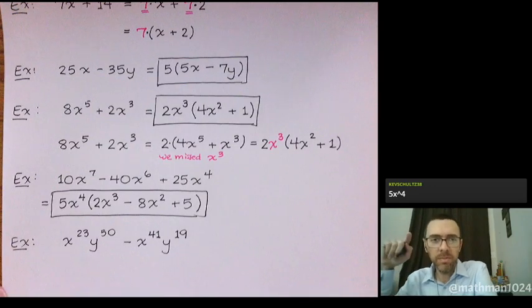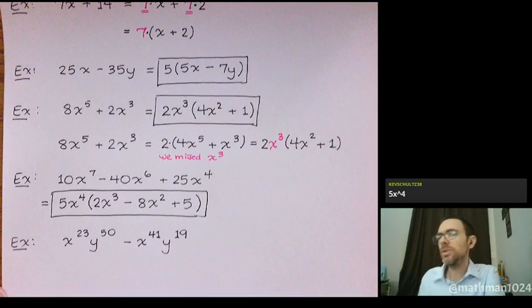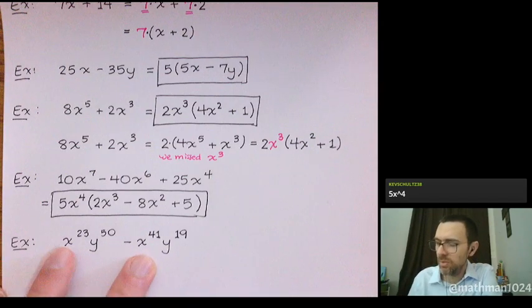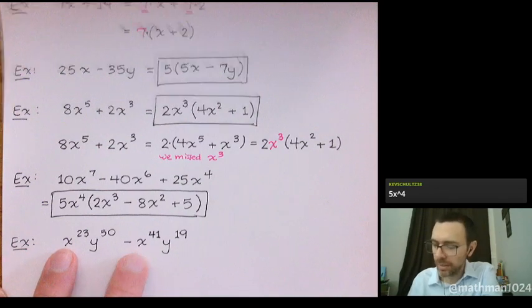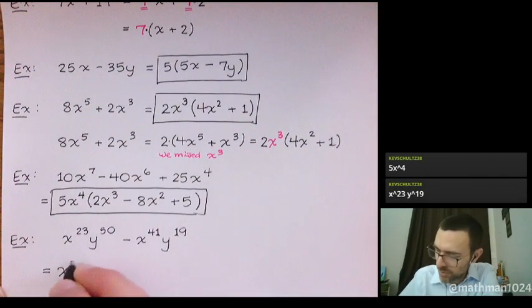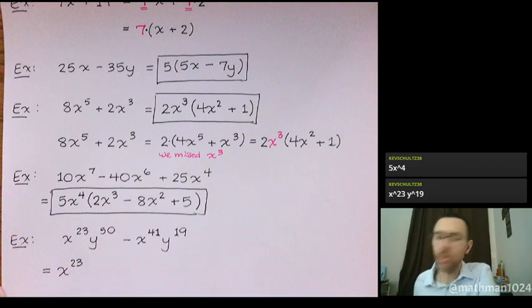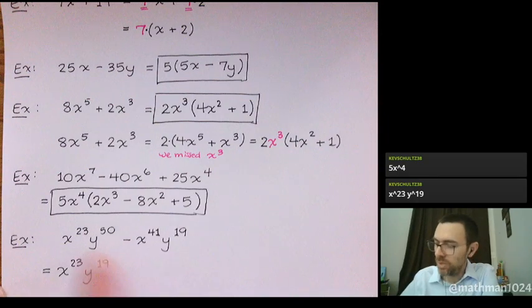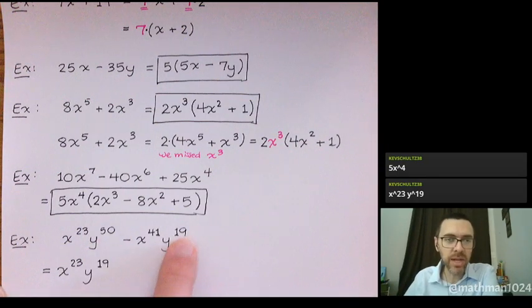But wait a minute. I see that they both have x, and they both have factors of y. So surely there's something that we can do with that. So, if I look at these x's, this one has 23 factors of x, this one has 41 factors of x. So, the most amount of x that I can take out of both of these guys will be limited by the smaller number right here. So it is going to be x to the 23rd. And as Kevin is pointing out in the chat, we can also take out 19 factors of y. You've got 50 here, but only 19 here, so this guy's going to limit you. So this is our GCF.